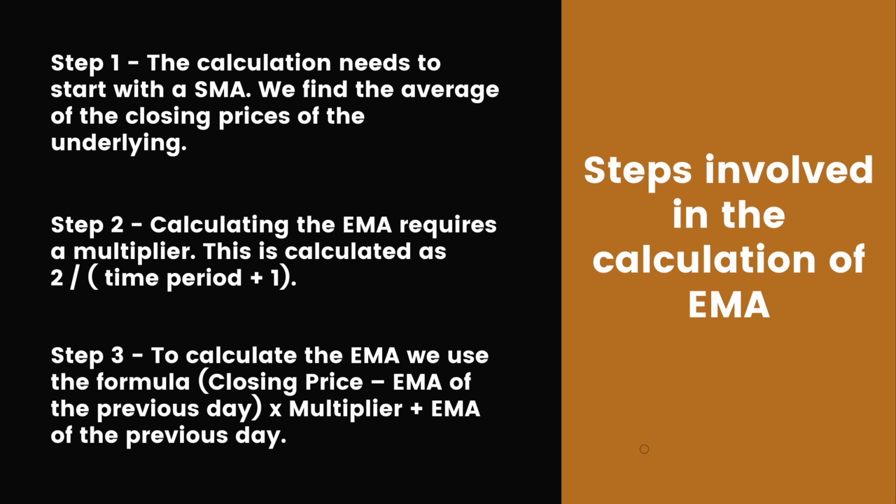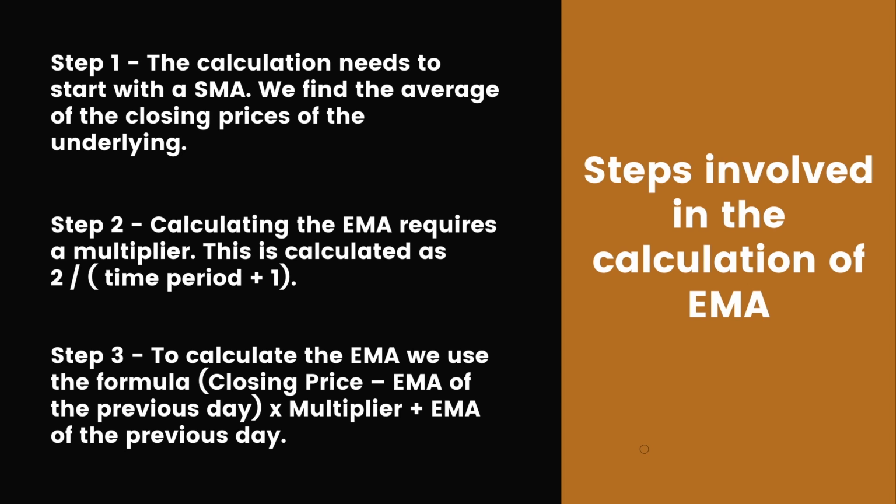Step 2. Calculating the exponential moving average requires a multiplier. This is calculated as 2 divided by time period plus 1. So if we want to calculate the moving average for a 5-day period, we will calculate the multiplier as 2 divided by 5 plus 1, which comes to about 0.33.